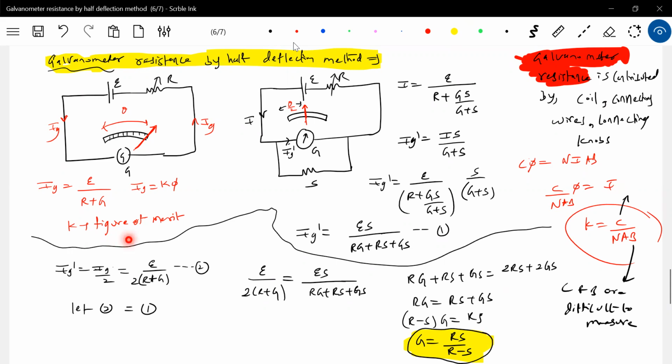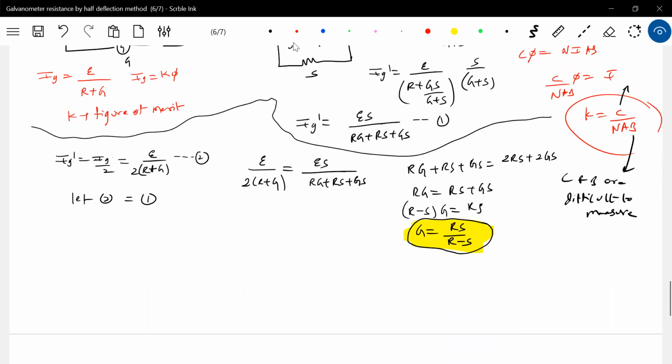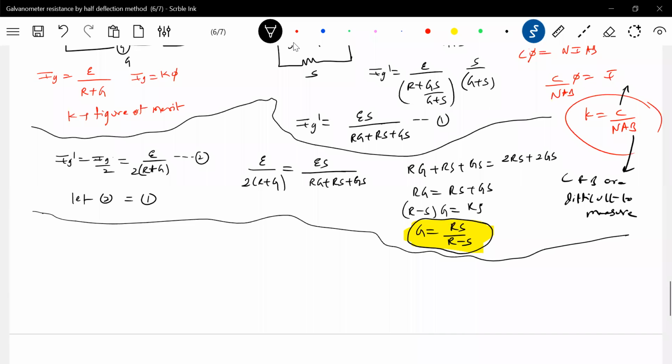So I want the figure of merit also. Once I know the galvanometer resistance, I'll go back to the experimental setup. I'll wind up here only. Determining the figure of merit. So what is the value of IG?